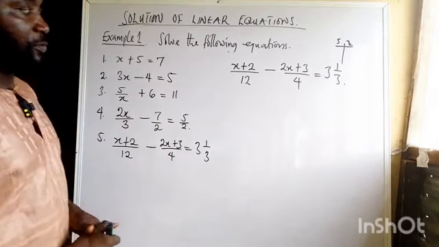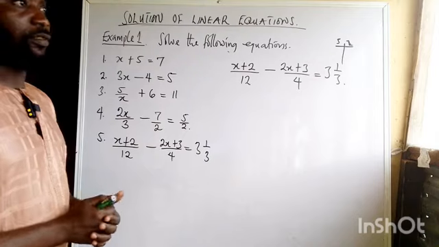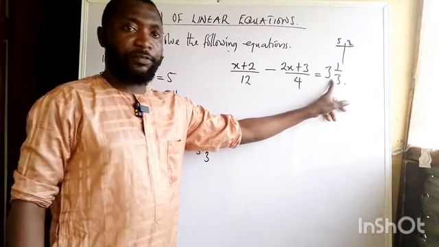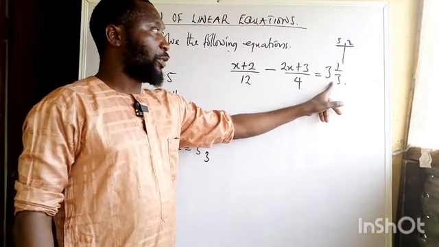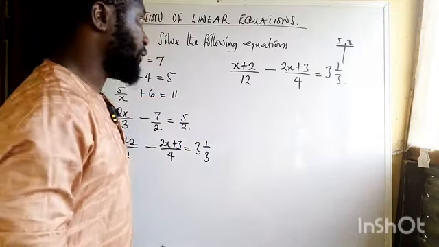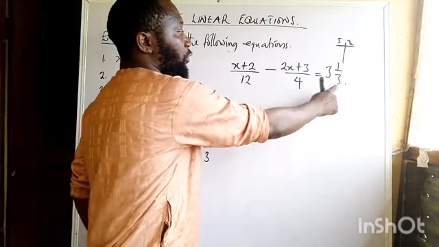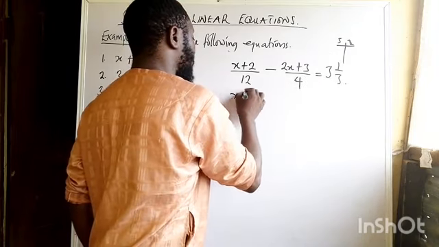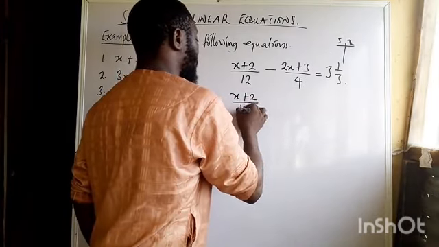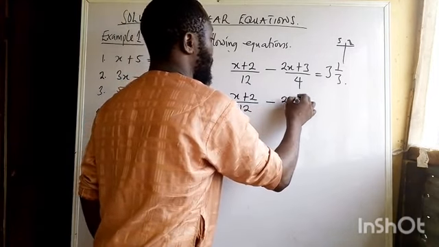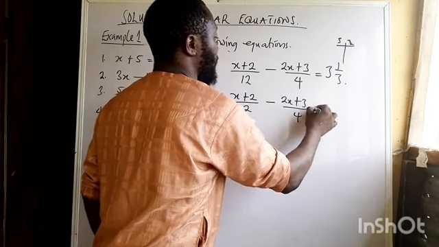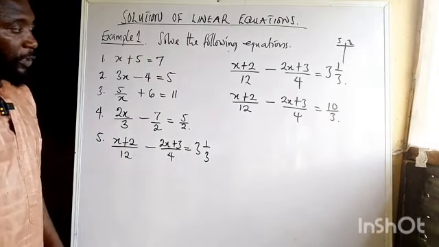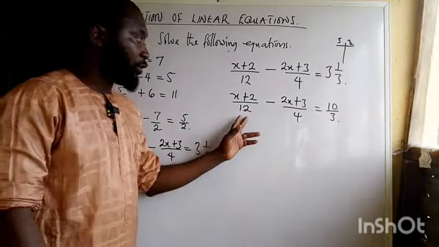This is also in fraction, but we can first rewrite this question. Because we have this mixed number here, we can rewrite it as an improper fraction, and that is very simple. 3 multiplied by 3 is 9, 9 plus 1 is 10. So I will have (x + 2)/12 - (2x + 3)/4 = 10/3. Now there is no mixed number again.